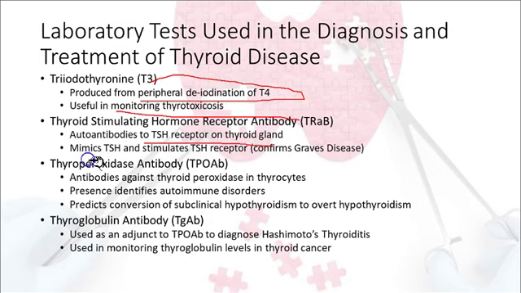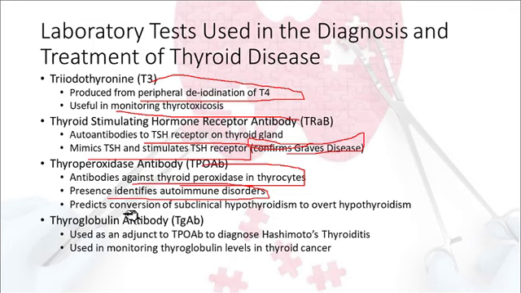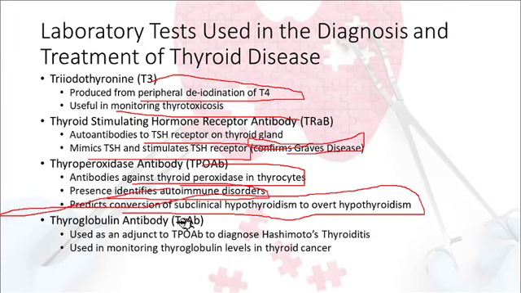Thyroid stimulating hormone receptor antibody is an autoantibody for the TSH receptor on the thyroid gland. It mimics TSH and stimulates the TSH receptor, and it obviously confirms Graves' disease. Thyroid peroxidase antibody is an antibody against thyroid peroxidase in the thyrocytes. The presence identifies autoimmune disorders, and it predicts conversion of subclinical hypothyroidism to overt hypothyroidism.